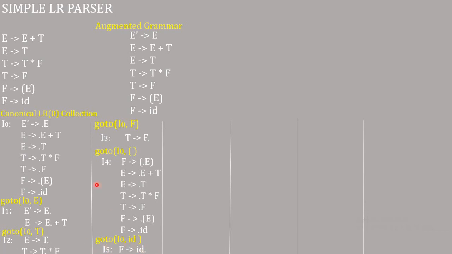So far, for item set I0, we have shifted the dot symbol one position towards the right side. For various non-terminals and terminals, we just shifted one position right, and we ended up with different item sets: I1, I2, I3, I4 and I5. Now, whatever we did for I0, the same thing should be done for the other item sets also. So let us proceed with item set I1.